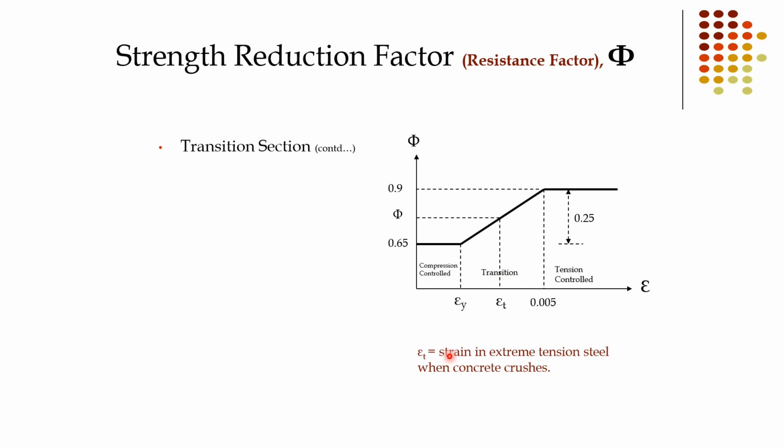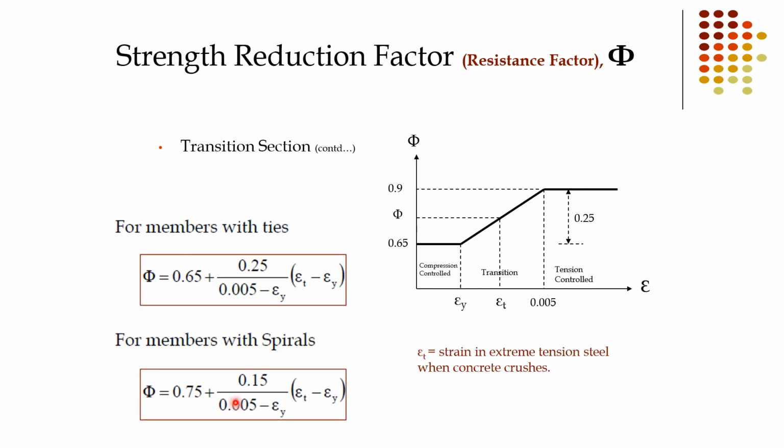You will get the strain in the extreme tension steel when the concrete crushes. You have to calculate the value of strain. Then you will get the value of phi by interpolation, or you can directly use the formulas for members with ties and for members with spirals for the transition section strength reduction factor.